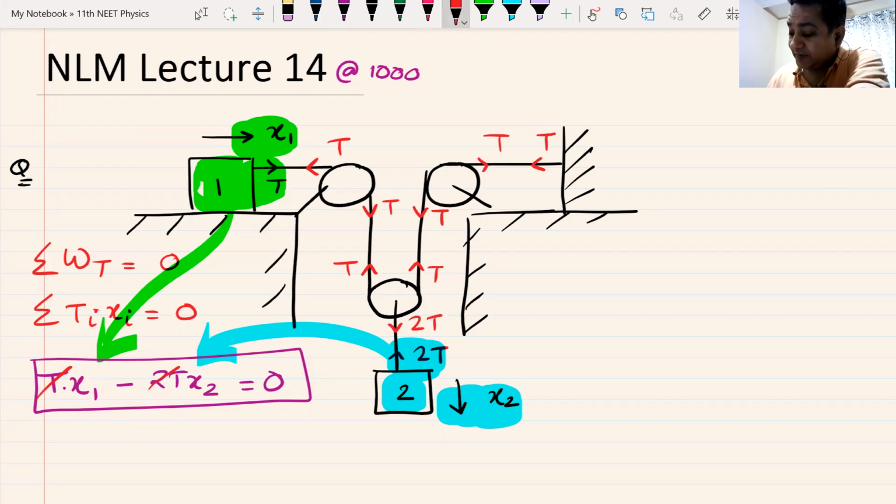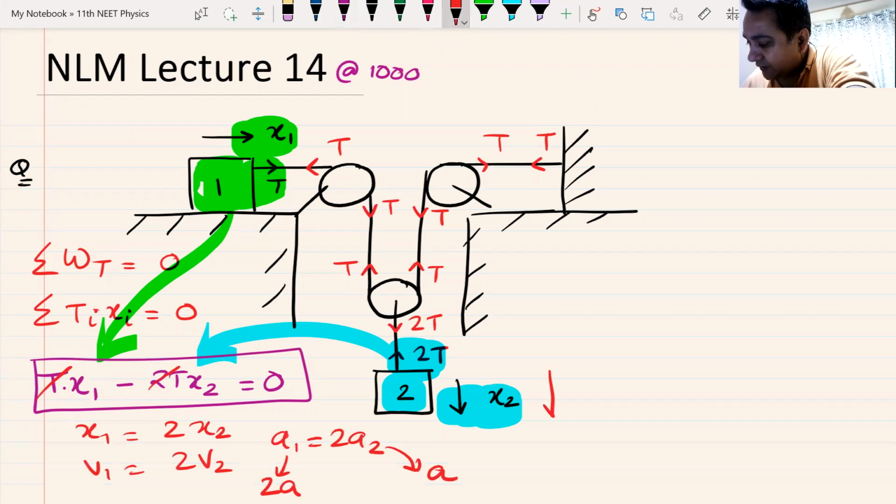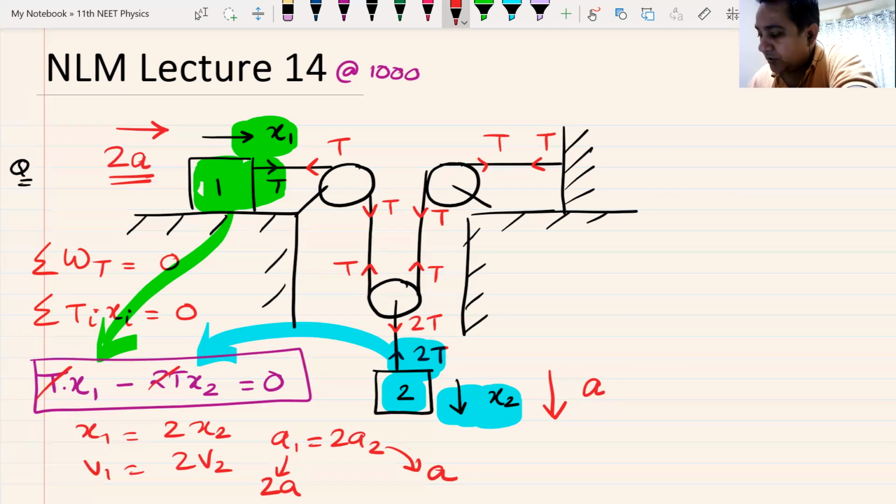T and T get cancelled. I get X1 as 2 times X2. So V1 becomes 2 times V2. So A1 becomes 2 times A2. If I call A2 as A, A1 becomes 2A. Now I can write this. If this goes down with an acceleration A, this will come here with an acceleration 2A. Do we understand this?